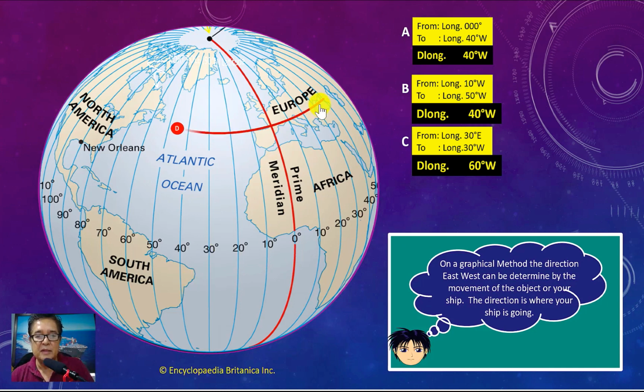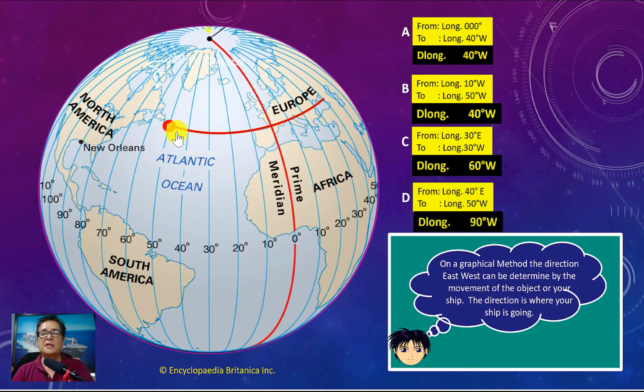Observe the movement. Now it's going west from 40 degrees east, crossing the prime meridian, up to 50 degrees west. If you like to determine the difference of longitude, just count from 40 degrees east: 10, 20, 30, 40, 50, 60, 70, 80, 90. 90 degrees, west direction.